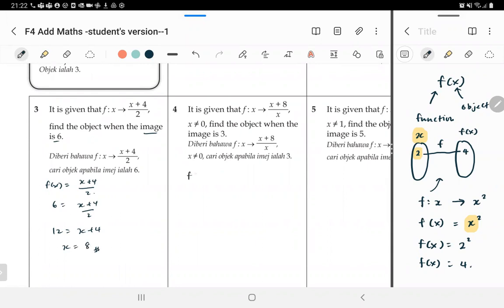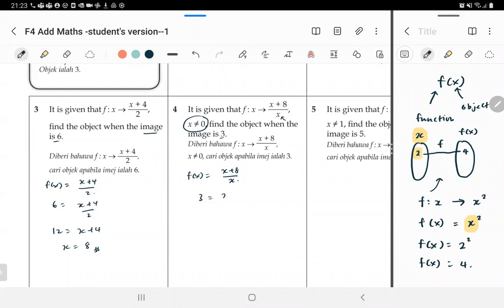So next one, f(x) equals (x plus 8) over x. Then it says that x does not equal 0. Don't panic about this one. It is just saying that the bottom value of this expression cannot be equal to 0. So it is not part of the equation, and you don't need to continue to write x not equal to 0. Just bear in mind that if you get the final answer x equals 0, it is not accepted.